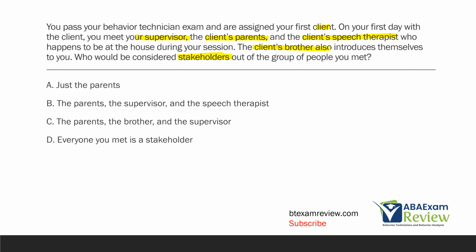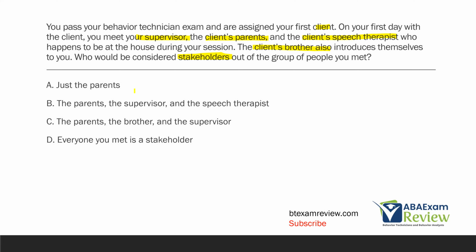Now, when we think about ethics code, we don't typically think about supervisor and stakeholder in the same light, but that's really just for distinction purposes. The supervisor is absolutely a stakeholder, right? Absolutely has an interest in the outcome of this case, 100%. So of all these people you met, every single one was a stakeholder.